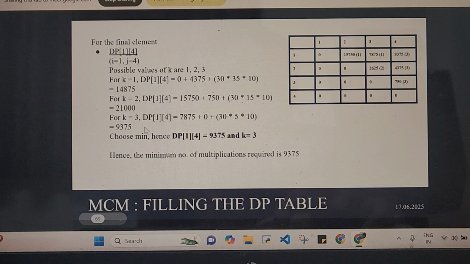So this is again the minimum, which means if you want to do an A, B, C, D product, you do ABC first times D. That is the optimal order. So you take that 9375, put it there and plug in the 3.